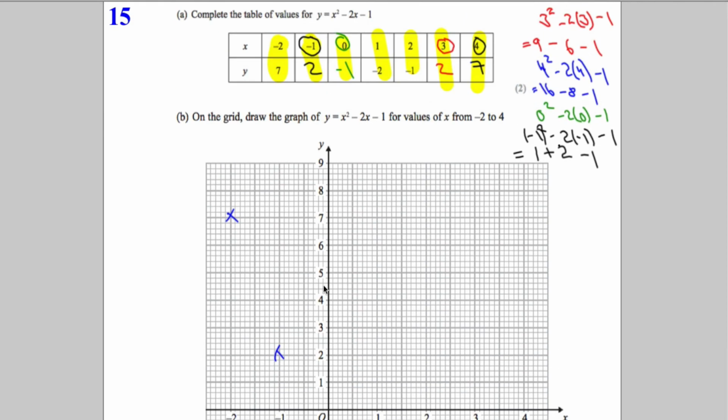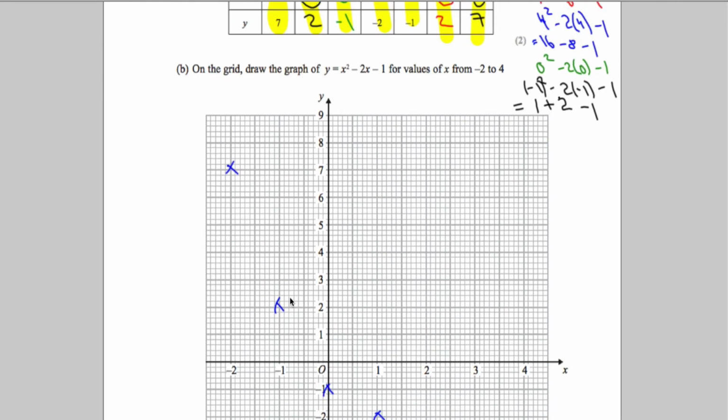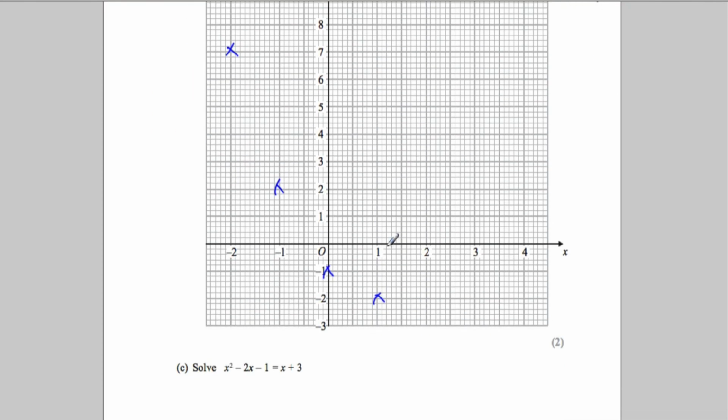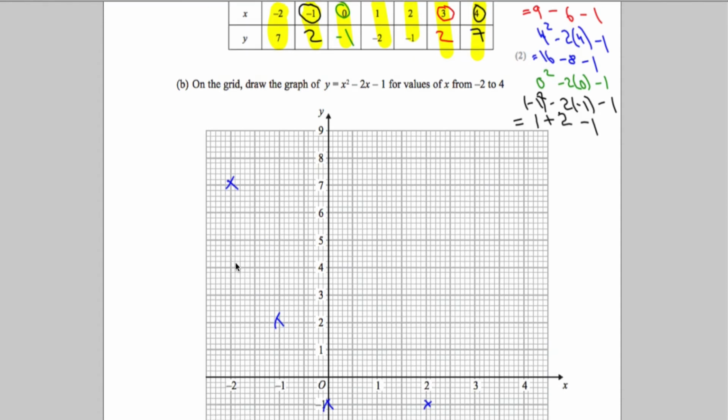Just scroll back up a wee bit. 1 and negative 2 is here. 2 and negative 1 is here. 3 and 2 is here. And then finally 4 and 7 is over here.